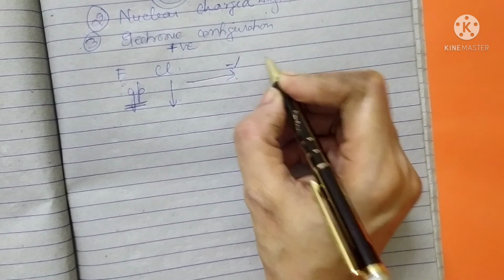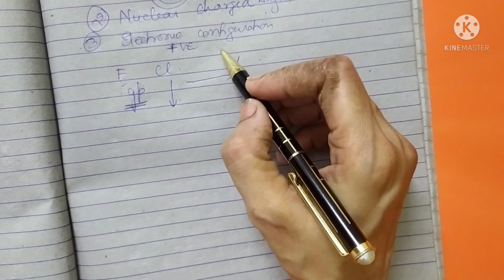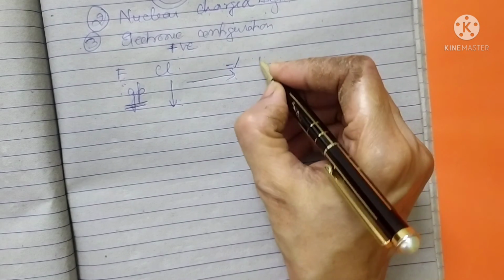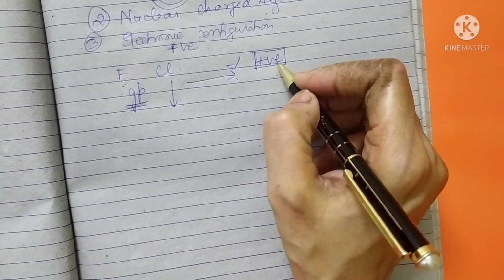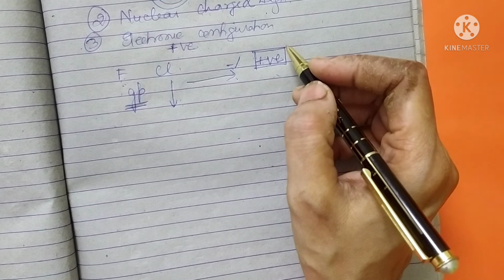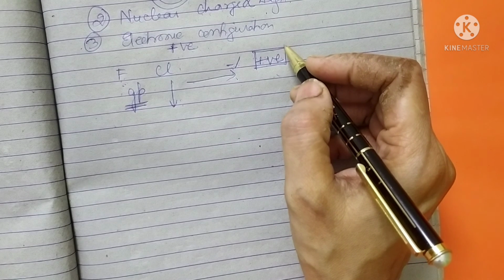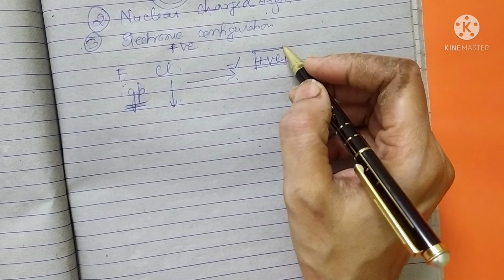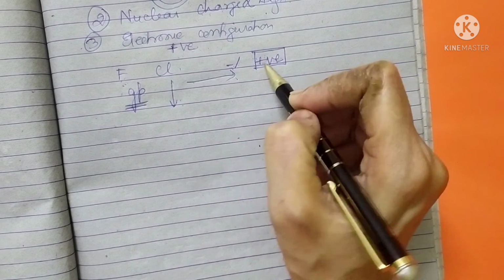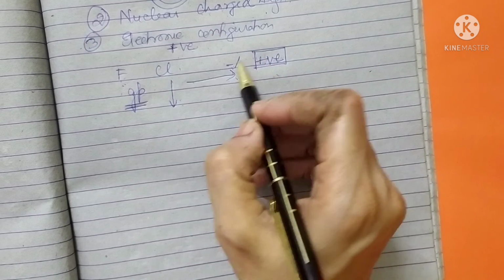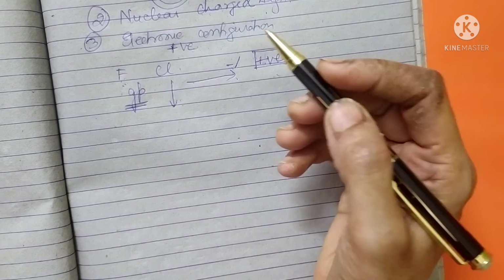Whereas at the end of the period, we know that there are noble gases. For noble gases, this process becomes endothermic, and in that case it becomes positive, because for noble gases the shells are completely filled, so there is no chance of gaining an electron by noble gases. That is why for noble gases the electron gain enthalpy is positive. For the rest of the elements it is negative, but the value may be different for different elements.